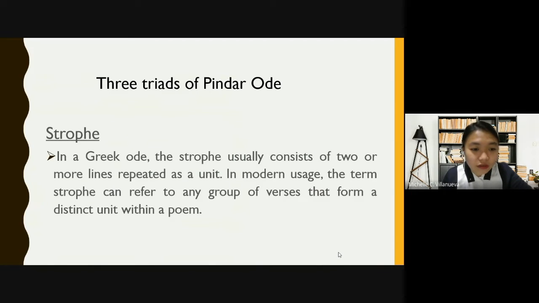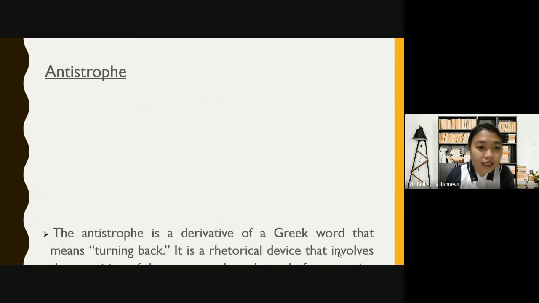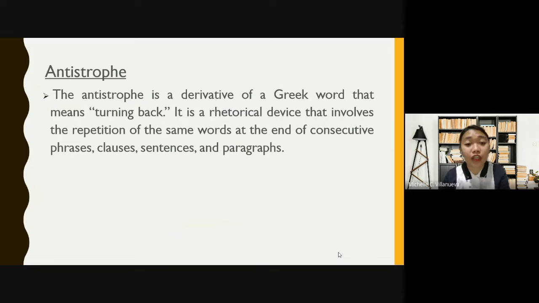Okay, thank you. The strophe is the first or beginning stanza of a piece or poetic song. The second one is the antistrophe. The antistrophe is derived from a Greek word that means turning back. It is a rhetorical device that involves the repetition of the same word at the end of consecutive phrases, clauses, sentences, and paragraphs. It is because of the repetition of the lines in the stanza.